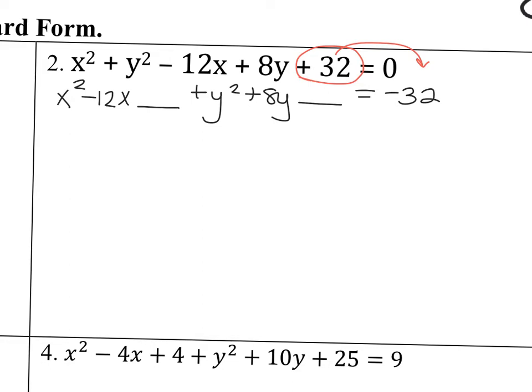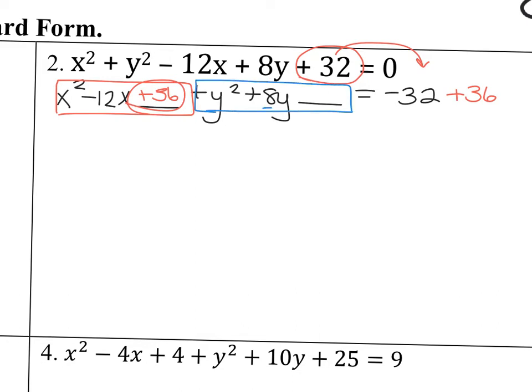So now I'm going to complete the square of my x's. So half of negative 12 is negative 6. Negative 6 squared is positive 36. Because I magically added 36 to the left, I'm going to magically add 36 to the right. Now I'm going to complete my squares on my y's. Half of 8 is 4. 4 squared is 16. Because I added 16 to my left side, I'm going to add 16 to my right side.